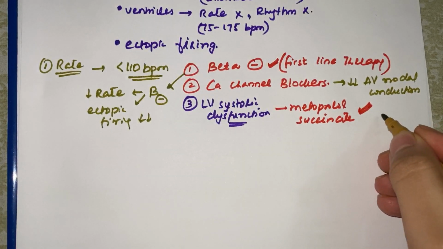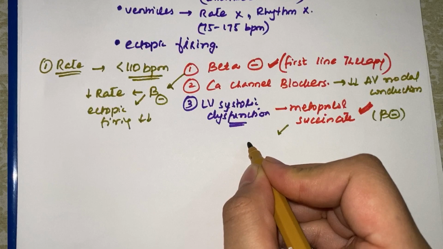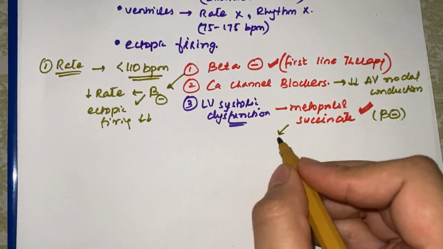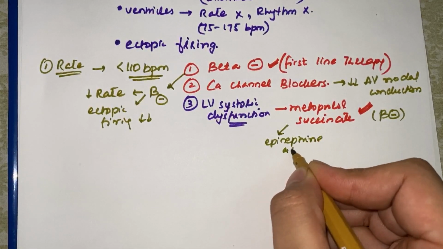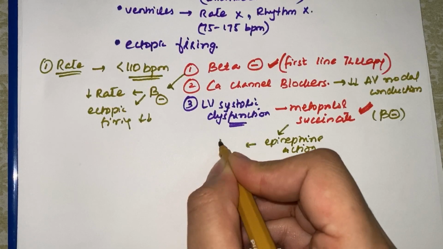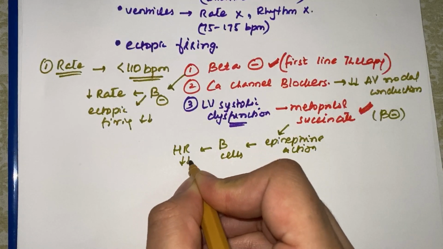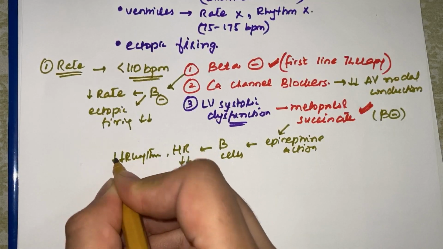What is this drug? First of all you should know it is a beta blocker. Its action is that it inhibits the epinephrine action on the beta cells, resulting in reduction of the heart rate, and automatically the rhythm is also reduced.